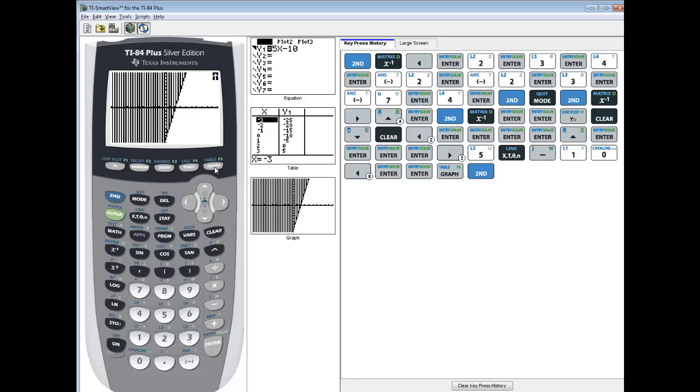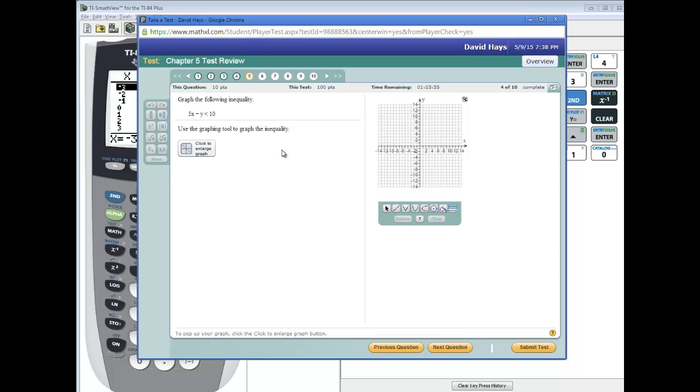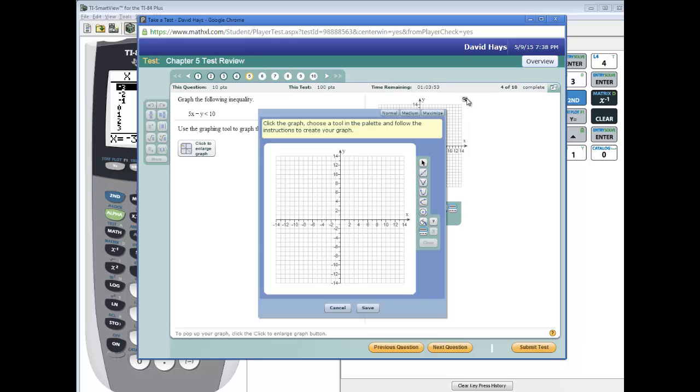So I did second graph. And we want to pick 2 points. 1, negative 5 would be a good one. So let's go over to here and choose this to enlarge that. And what did I say? 1, negative 5. So choose my line. 1, negative 5. I still can't hardly see it. My eyes aren't very good.